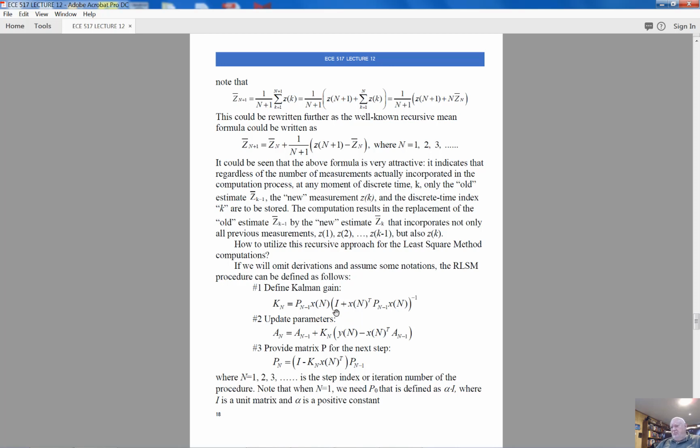this looks like a matrix operation, but it is not. This is 1 plus the transposed vector of input measurements times square matrix P that came from the previous step of the procedure times the vector of input measurements. Look, this is 1 times m. This is m times m. This is m times 1. What I have here is a scalar, actually. So this inversion is not a big deal. Inversion of a scalar still is a simple operation. So this is step number 1, calculation of the Kalman gain.